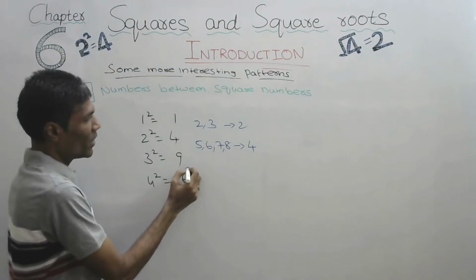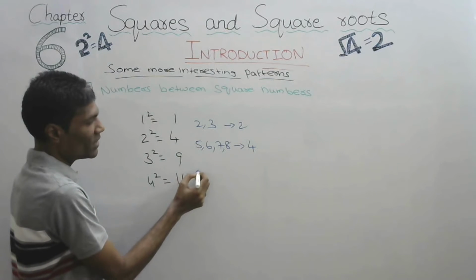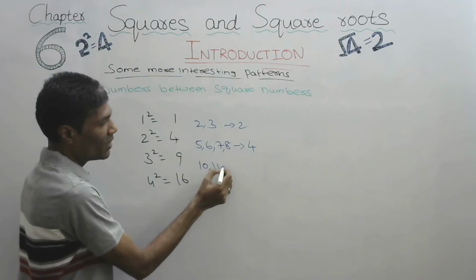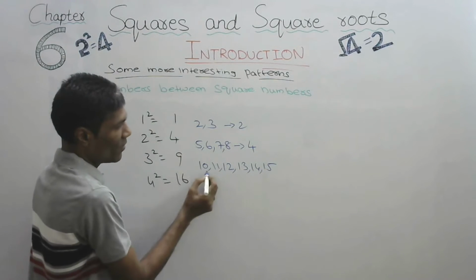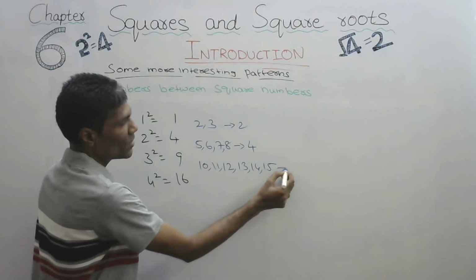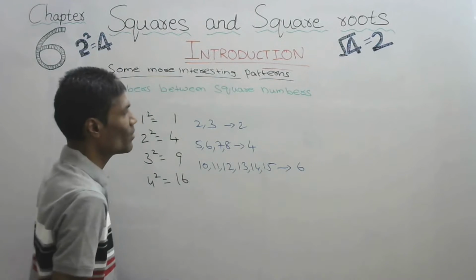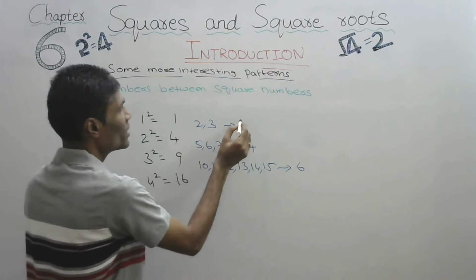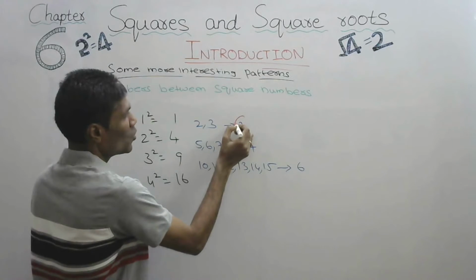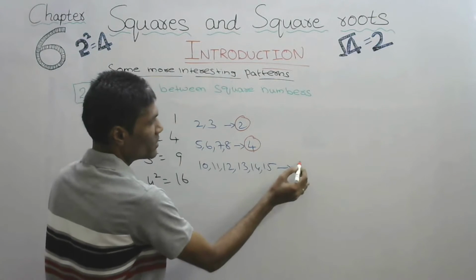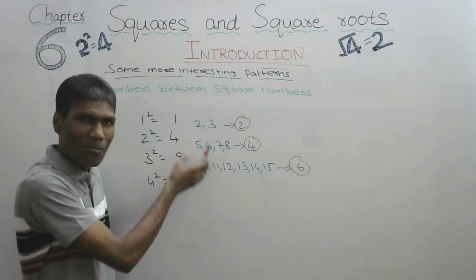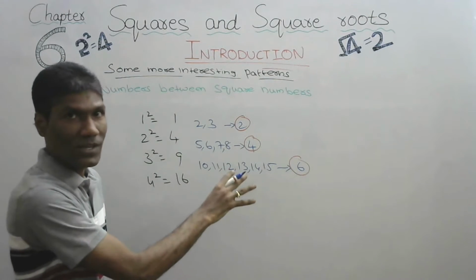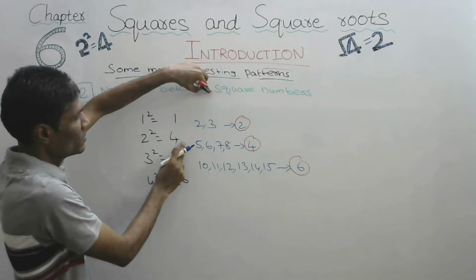How many numbers? 4. Between 9 and 16, 10, 11, 12, 13, 14, 15. 1, 2, 3, 4, 5, 6. So we have 6 numbers. So between these squares we have 2 numbers, 4 numbers and 6 numbers. This is having some pattern. Let us see what is that pattern.